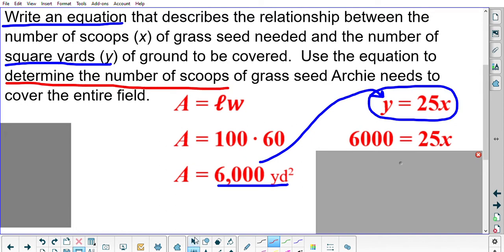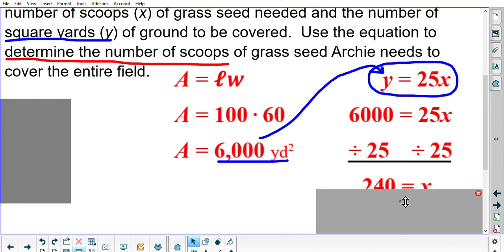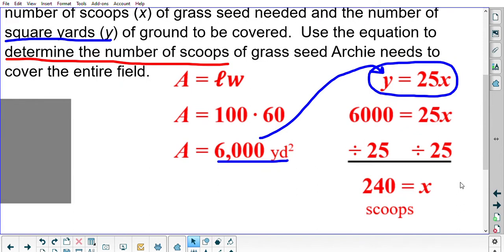So that's my X. So to solve for X, I have to use inverse operations because the X was being multiplied by 25. So I'm going to divide by 25 on both sides. And that's going to give me 240. 240 what? 240 scoops of grass seed. And there you go. That is the last part of this problem that it wanted me to figure out.